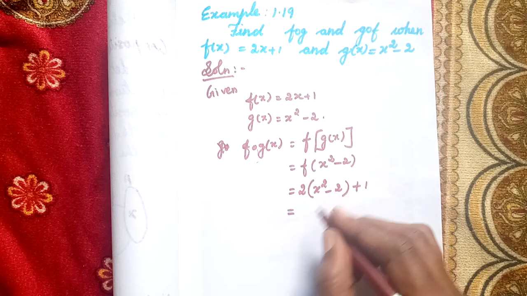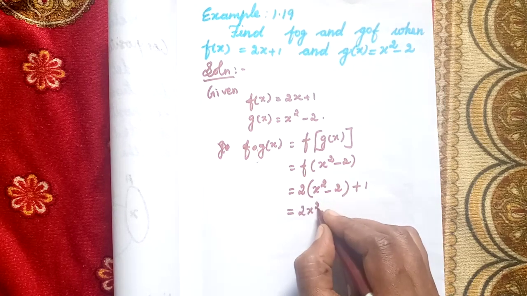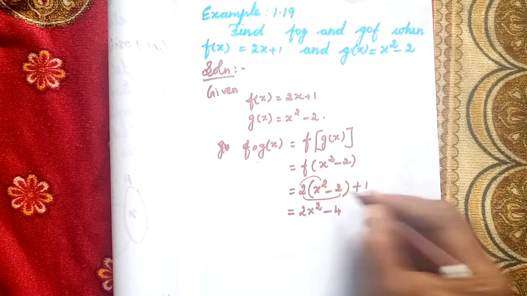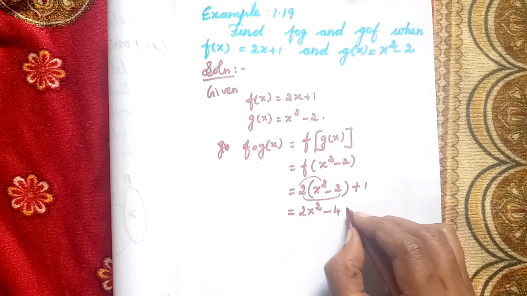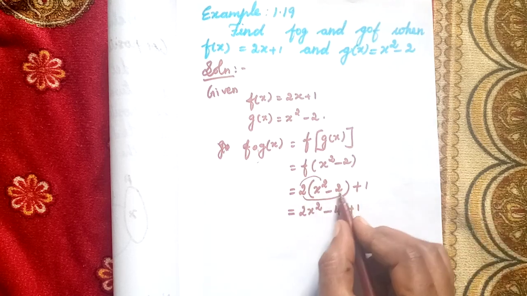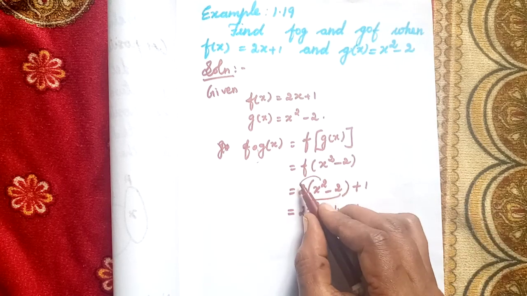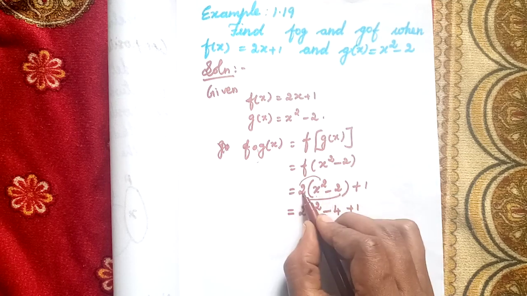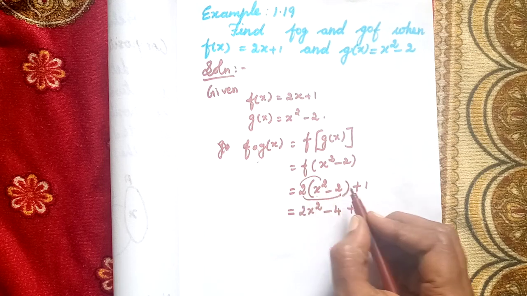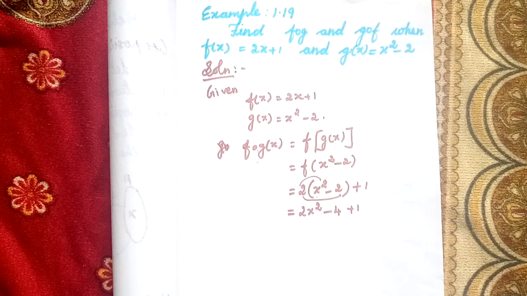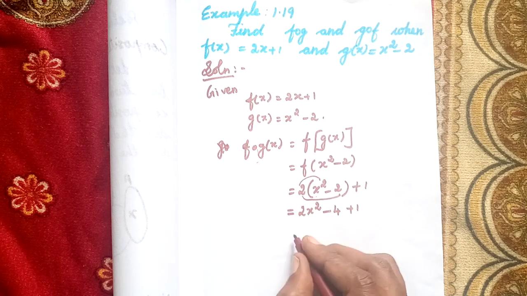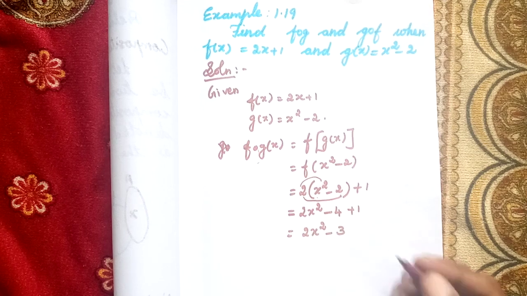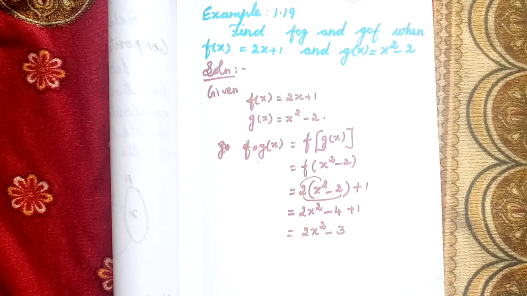Substitute the value inside. 2x square minus 4, here plus 1. Okay, 2 is common for these two terms only, so we have to multiply x square minus 2 into 2. 2x square minus 4. This plus 1 you have to write. It is equal to 2x square minus 3.